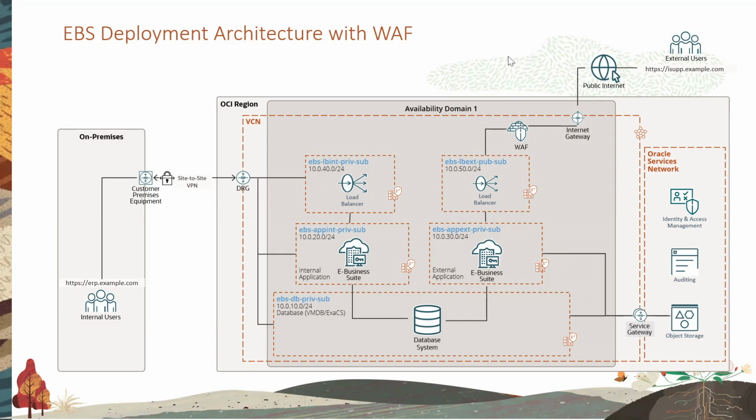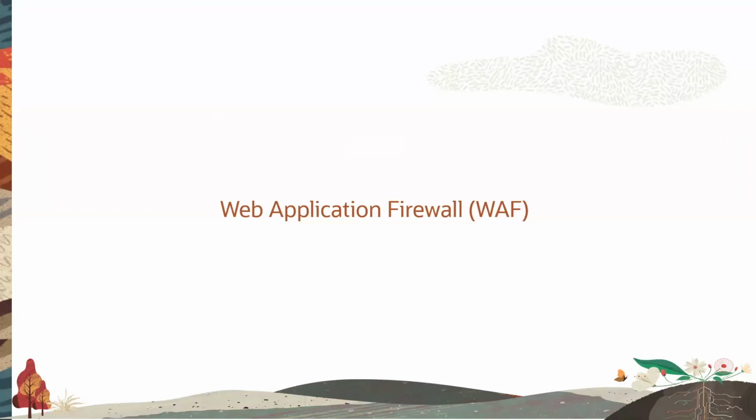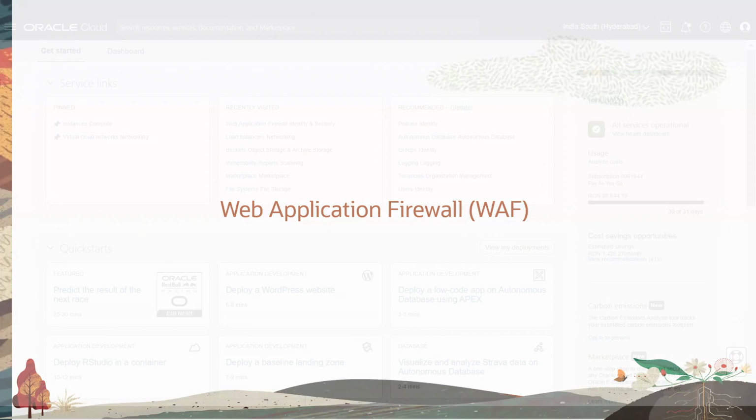Having WAF in front of the load balancer is very important to safeguard against potential attacks like cross-site scripting and SQL injection. Web application firewall plays a crucial role in protecting your load balancer. When you have an external application node, you have to implement a reliable WAF solution to safeguard against potential web application attacks. So let's go to the console, create a WAF policy, add the recommended protection rules, and attach it to an external load balancer.